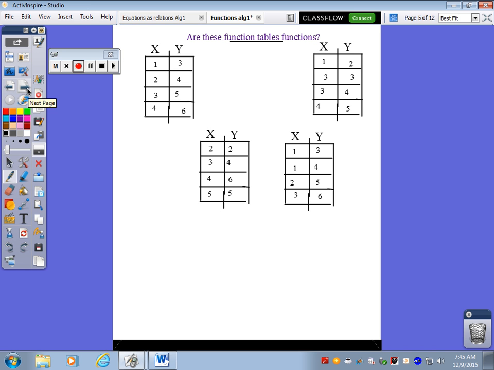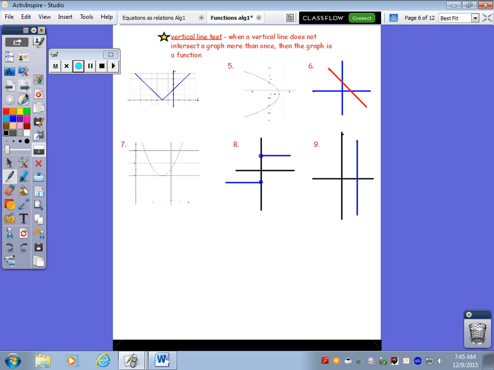The function tables make it easy. You'll just look at all your x's. Are they all different? This is a yes. This is a no. This is a yes. And this is a no. Again, all you're looking at is your x values.